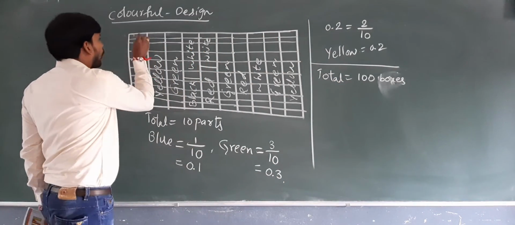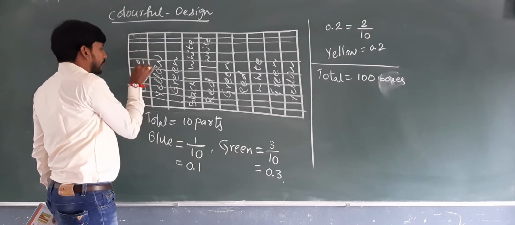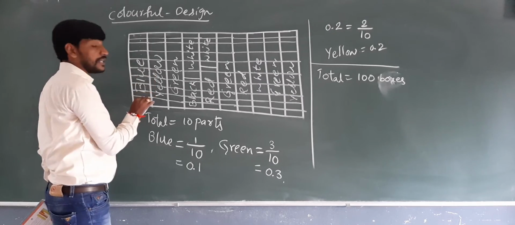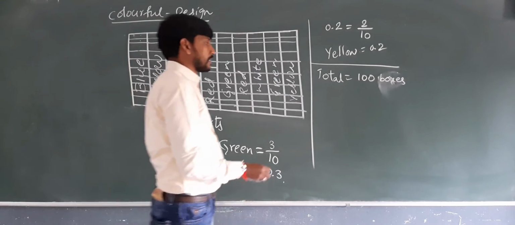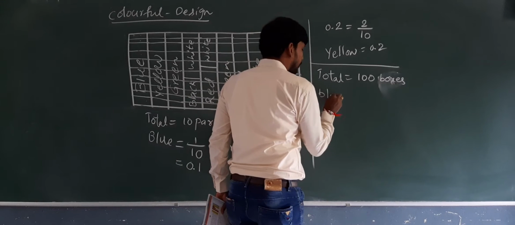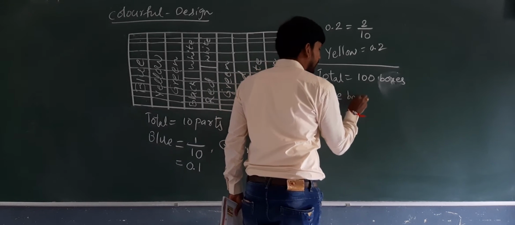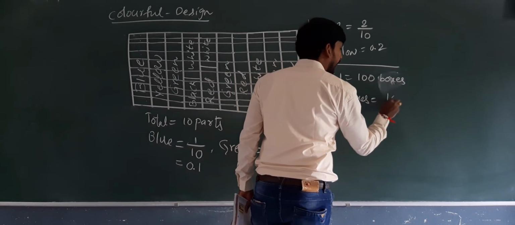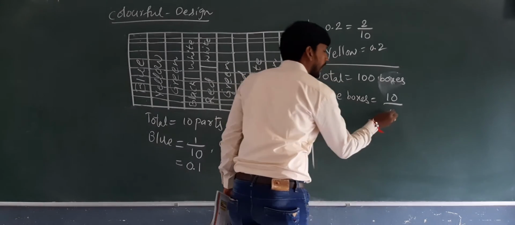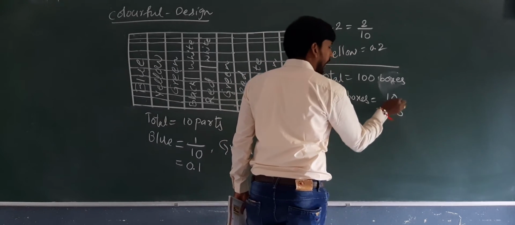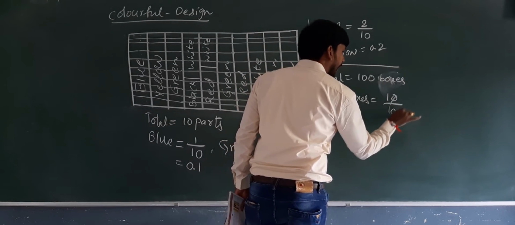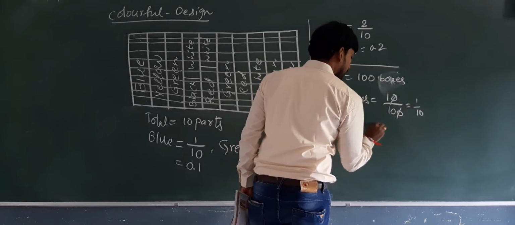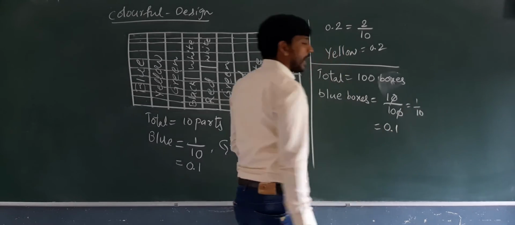See this here. 1, 2, 3, 4, 5, 6, 7, 8, 9, 10. 10 blue boxes are there. So blue boxes is equal to 10 by total how many? 100. Okay, 10 by 100 can be written as 1 by 10. That is equal to 0.1 only.